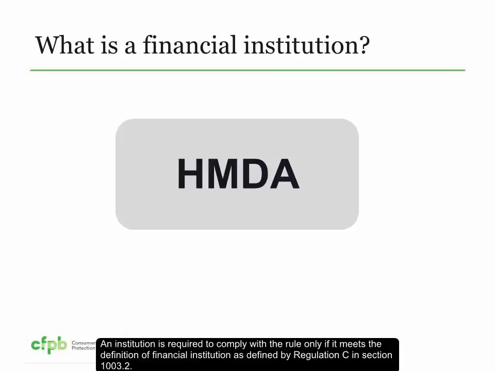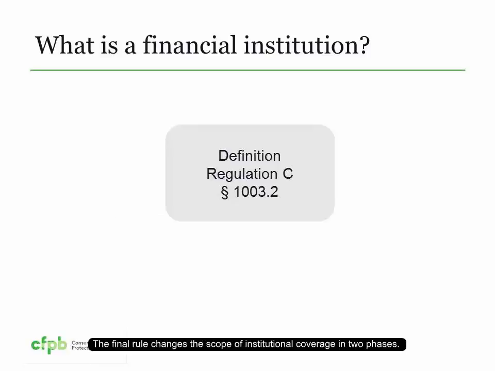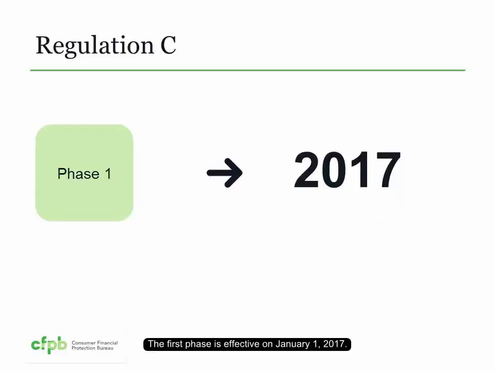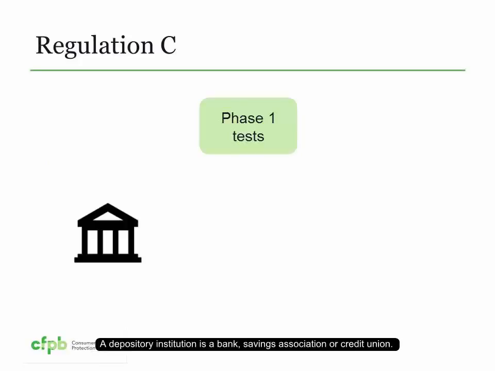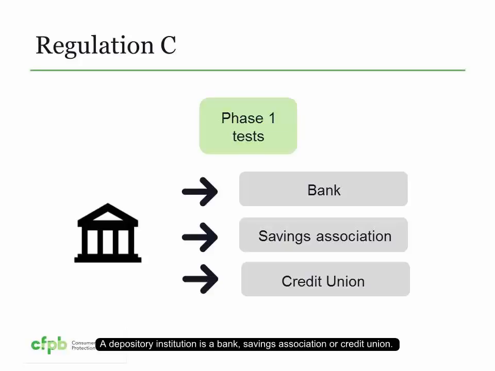An institution is required to comply with the rule only if it meets the definition of financial institution as defined by Regulation C in Section 1003.2. The final rule changes the scope of institutional coverage in two phases. The first phase is effective on January 1, 2017. This first phase narrows the scope of depository institutions subject to Regulation C. A depository institution is a bank, savings association, or credit union.